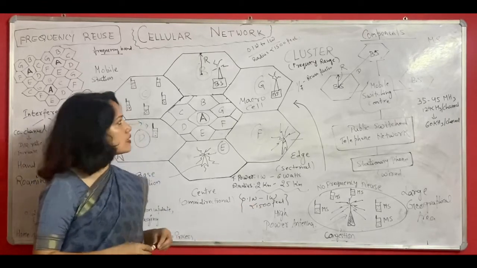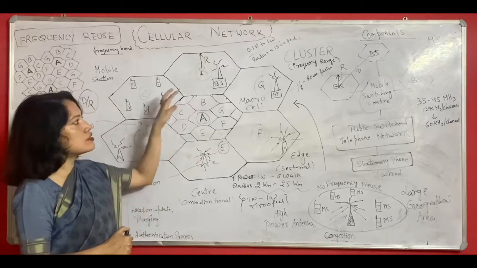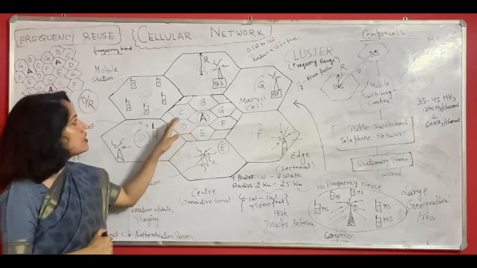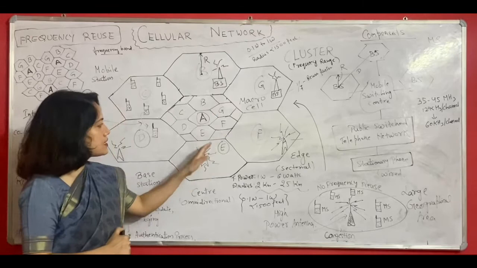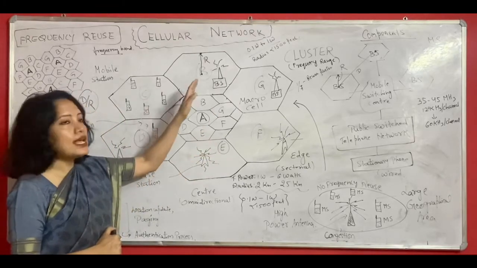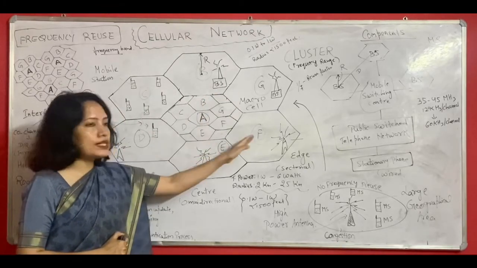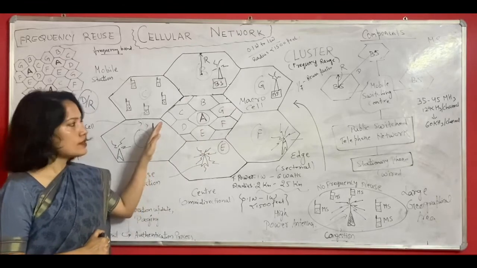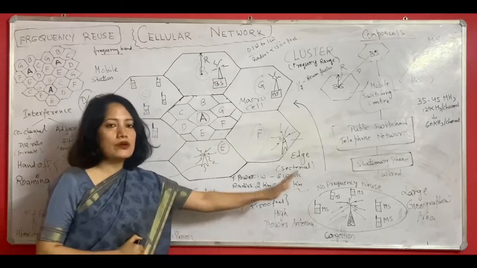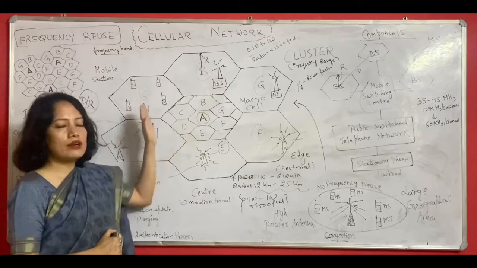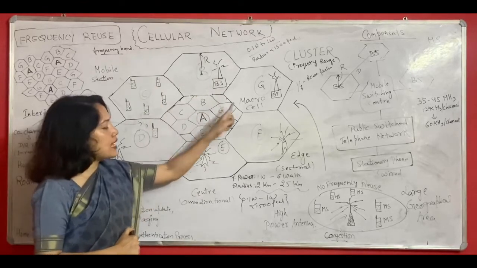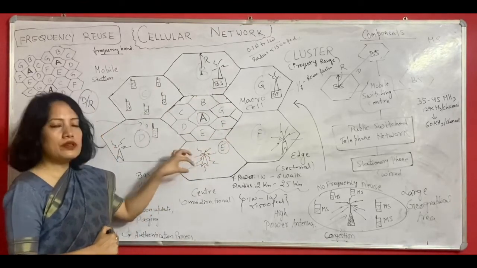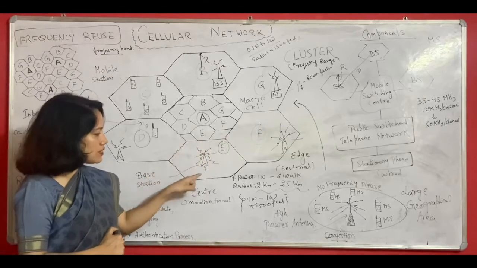A group of cells is called a cluster. Now each of these cells has low powered antennas installed within it. So a high powered antenna is now replaced by several low powered antennas, and each of these antennas serves the mobile stations present within that cell.